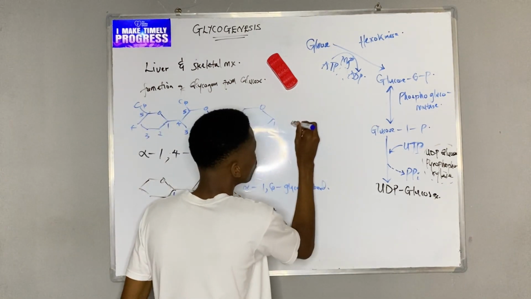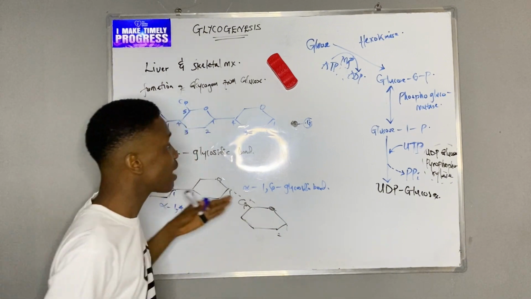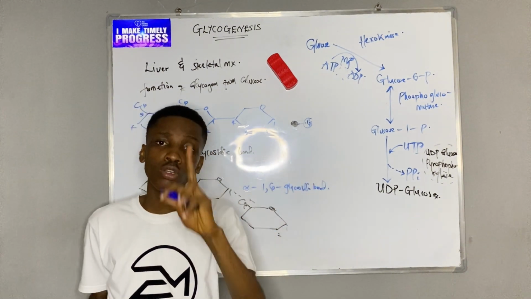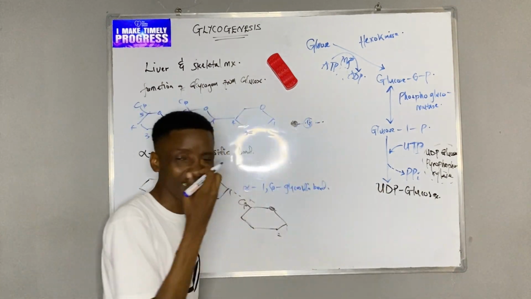The first UDP glucose will come in. Give him glucose, and he collects one. If glycogen synthase comes, can it act? No. Why? Because this thing has only one glucose. It calms down.